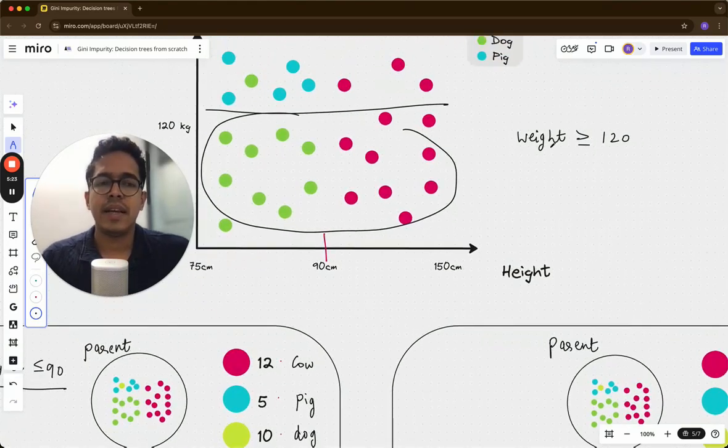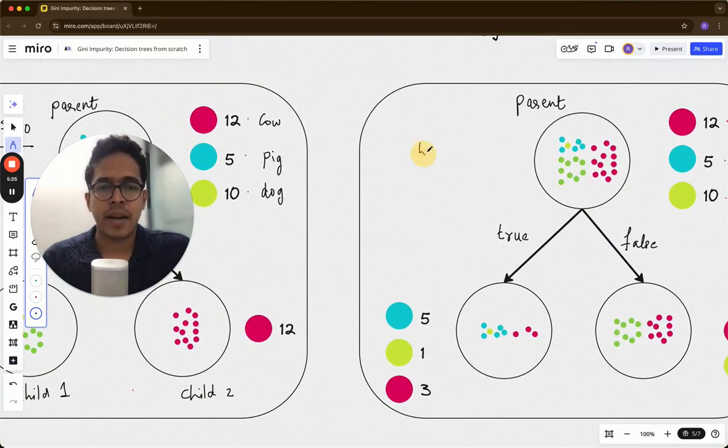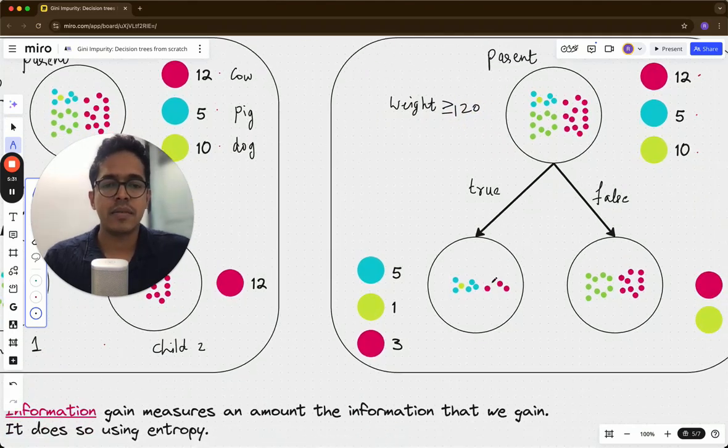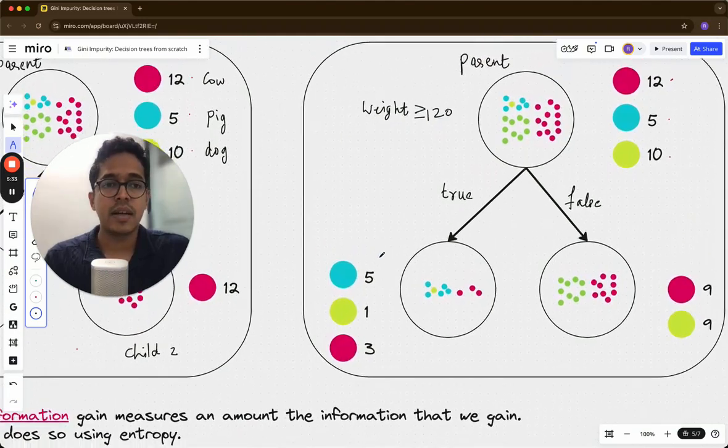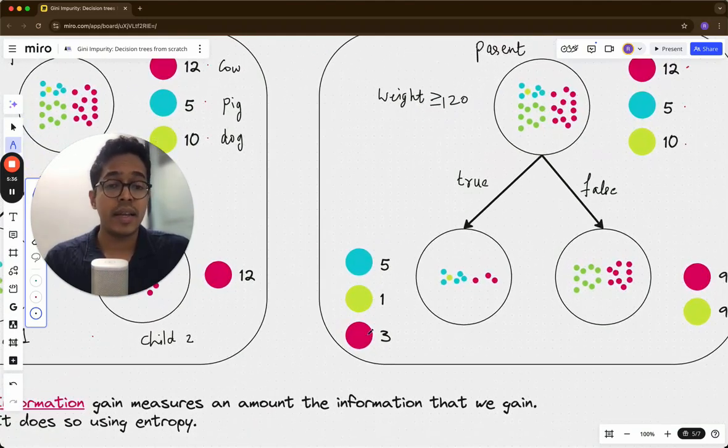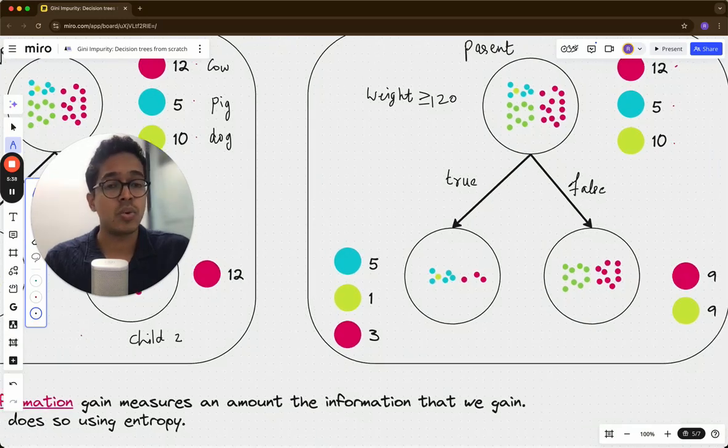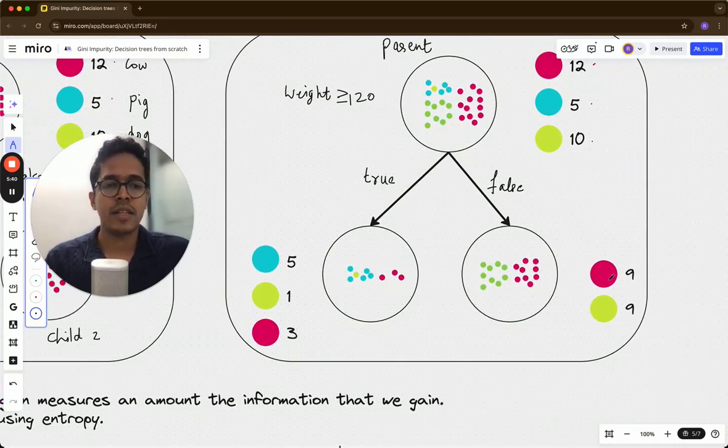But basically, if we use this as the criterion at the parent node, weight greater than or equal to 120, then for all these animals, which consist of 5 pigs, 1 dog and 3 cows, this condition is true. For the rest of the animals, which consist of 9 cows and 9 dogs, this condition is false, right?